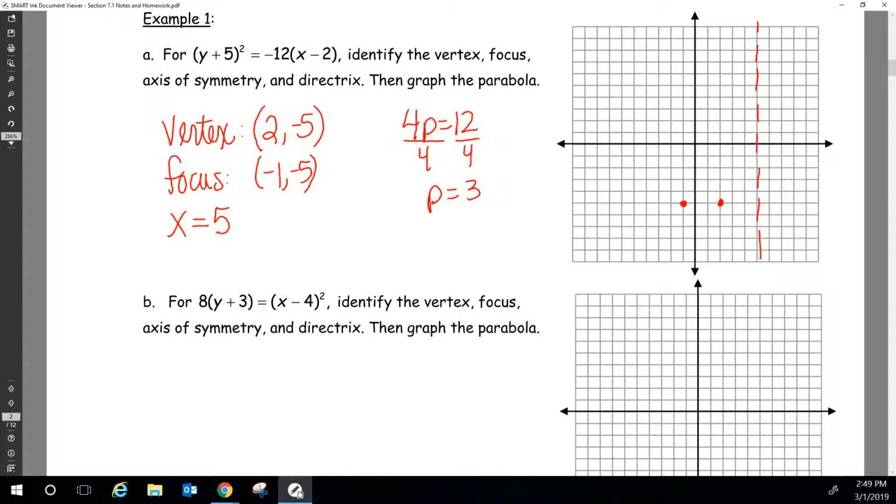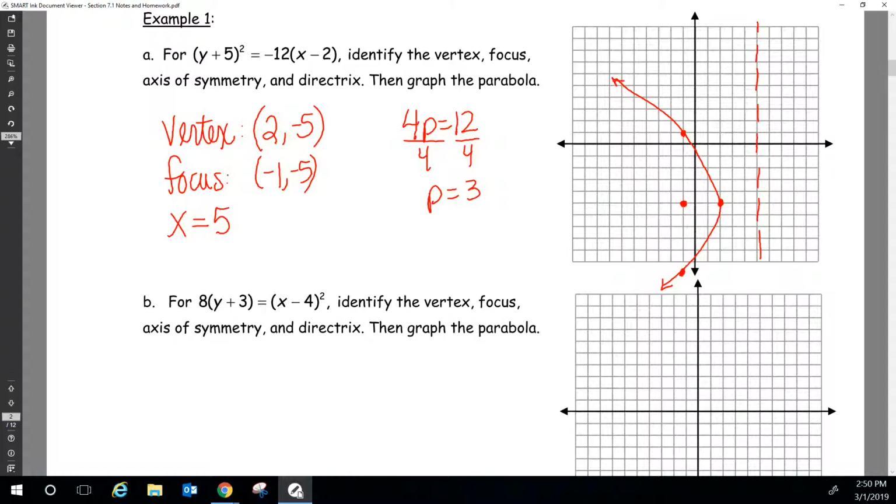All right, and then we said that the focal width is this big number out front, which is 12. So at our focus, it's got a width of 12. So I'm going to go up 6, 1, 2, 3, 4, 5, 6, and down 1, 2, 3, 4, 5, 6. And so across my focal width, that's the width of the parabola at the focus, is 12. So this is 12 across. And so we have a nice big fat parabola opening to the left.